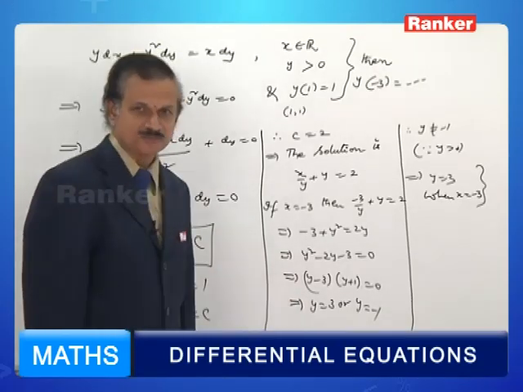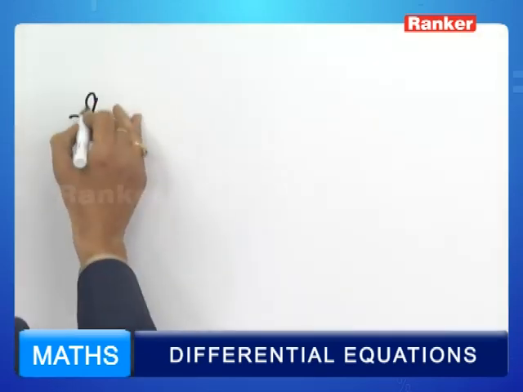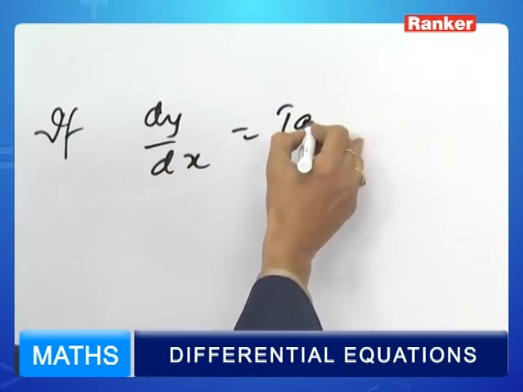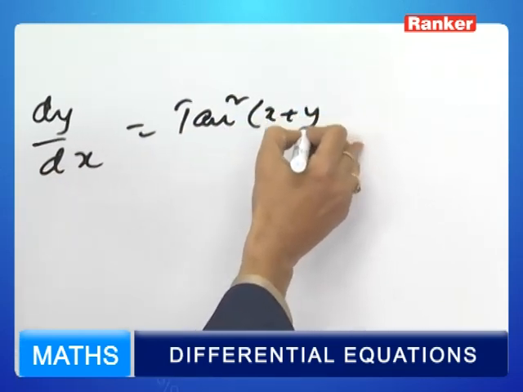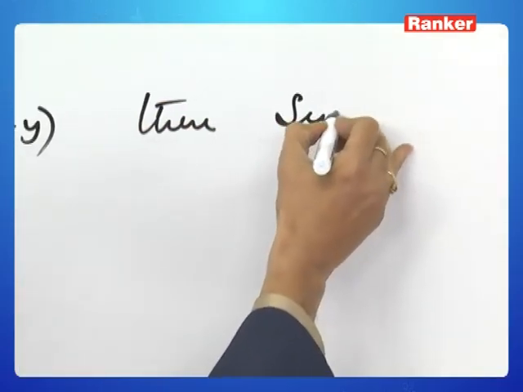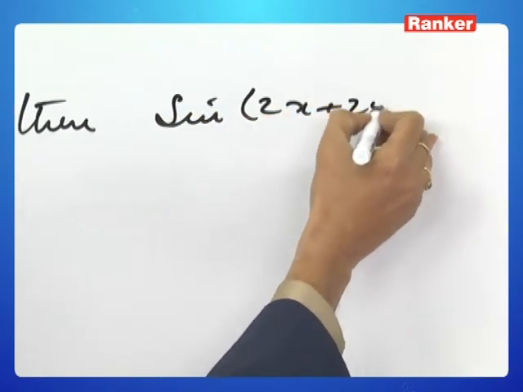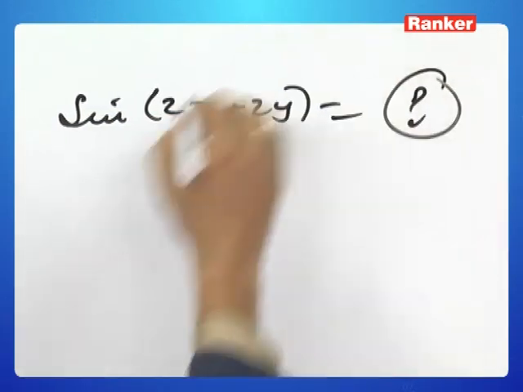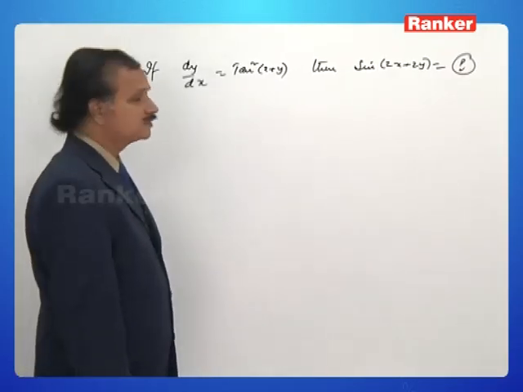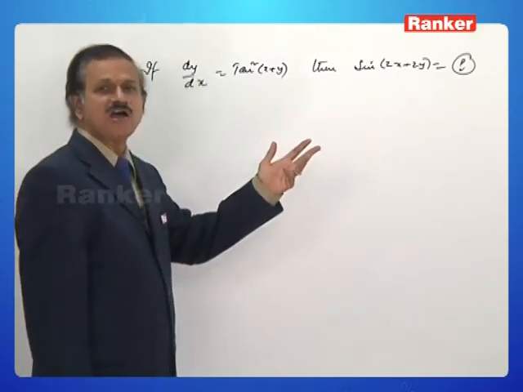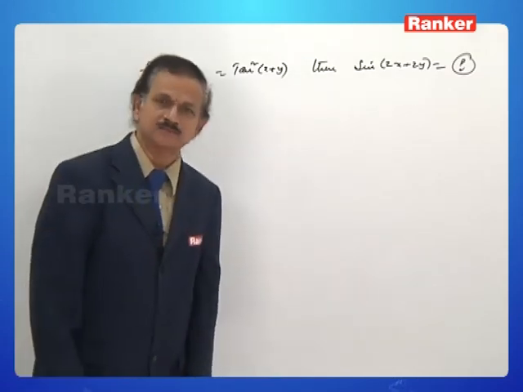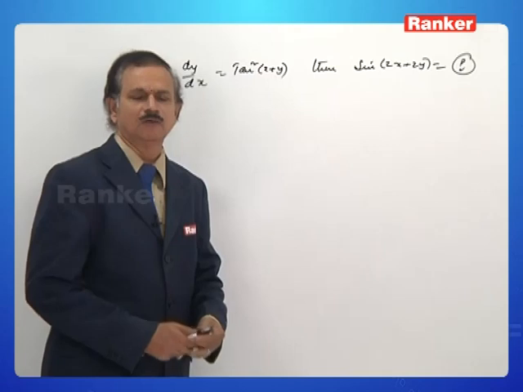Please observe the steps. If dy by dx is equal to tan square of (x plus y), then sine of (2x plus 2y) is equal to how much? Another variety of problem. As it looks, it is not directly in the variable separable pattern. Something must be done. What is that?